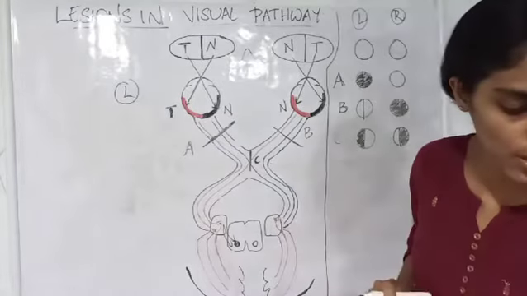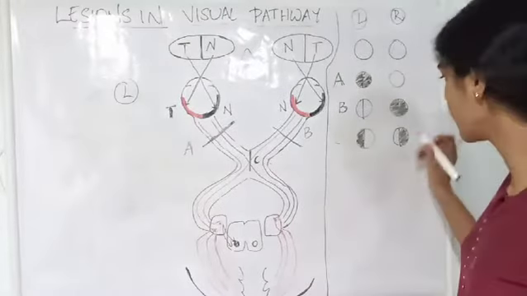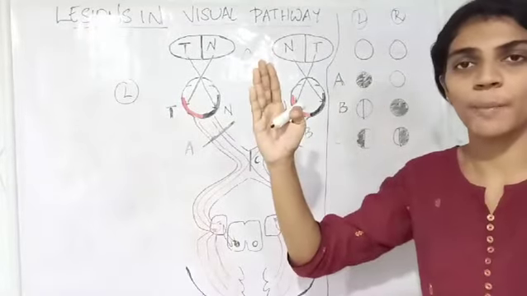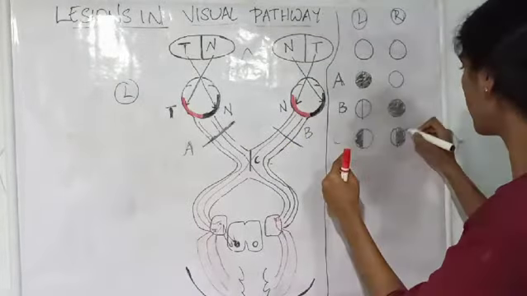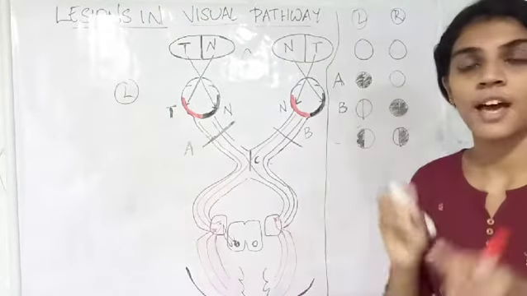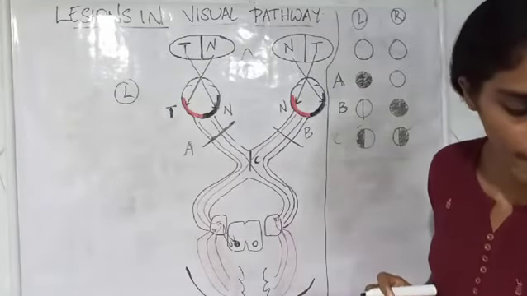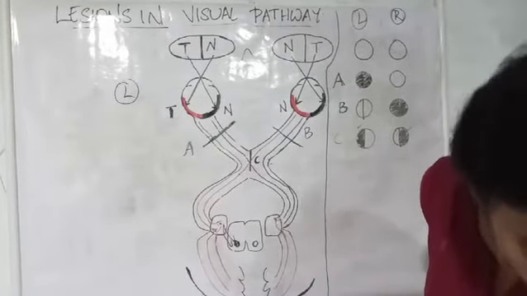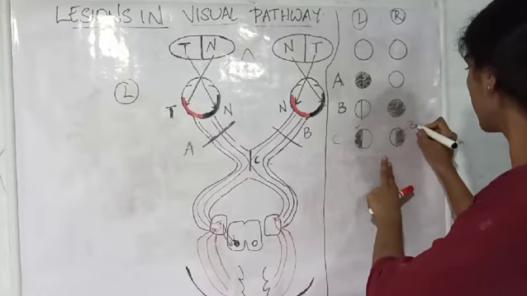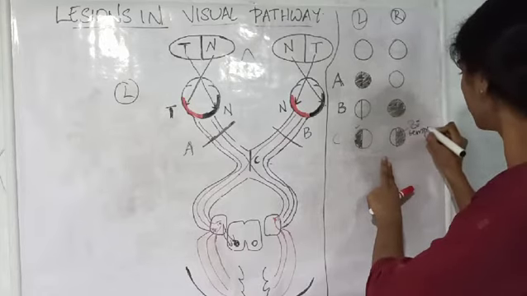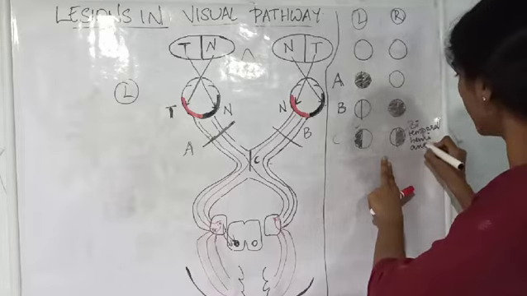Such a condition is known as bitemporal hemianopia. Bitemporal because both of the temporal fields have gone blind. See, in this scenario, both the temporal fields have gone blind. So it is known as bitemporal hemianopia.